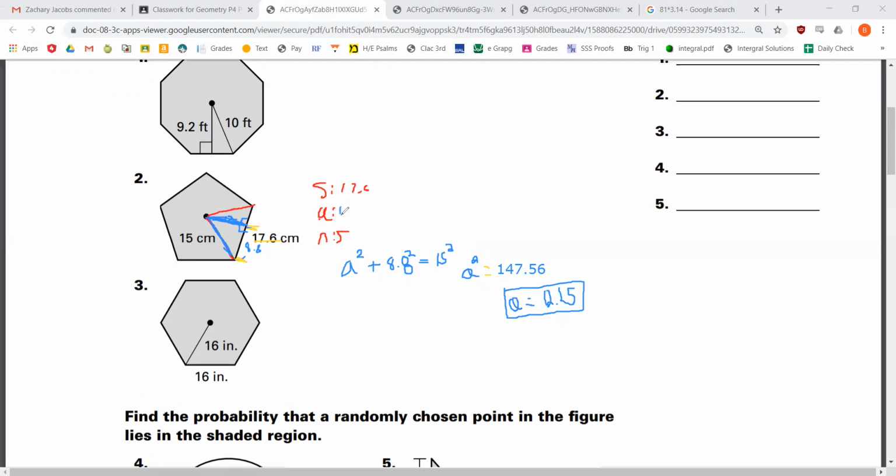So we got 12.15. Now we just slap it all into the equation: 1/2 times 17.6 times 12.15 times 5. And that's a simple typing into the calculator.